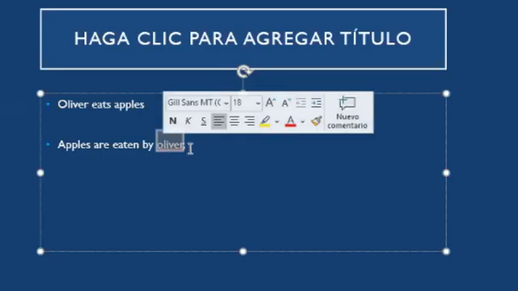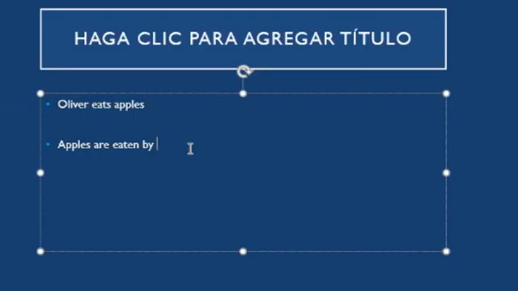In fact, you can do this. Can you? Apples are eaten. Yes, I can delete the agent, and this is a regular sentence. Apples are eaten. And when you read that sentence, apples are eaten, this is what you expect in a passive form. You get it?